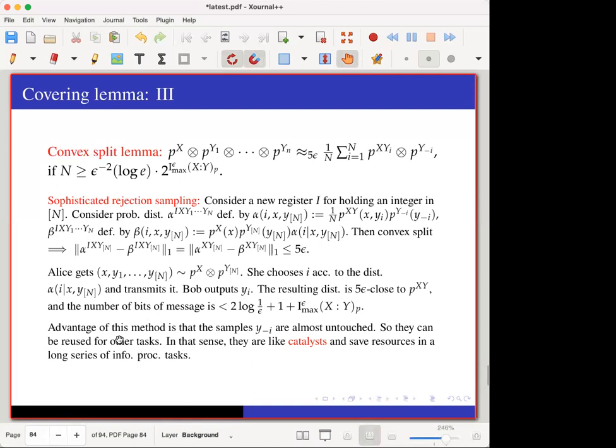Yeah. Sorry. So, any questions about this? I mean, why is this a nicer thing to have? Like, we have catalysts around. You shouldn't get thrown off by this plus two log one epsilon out here. I mean, the real dominating part is the same, and you can save resources if you have a long series of information processing tasks.